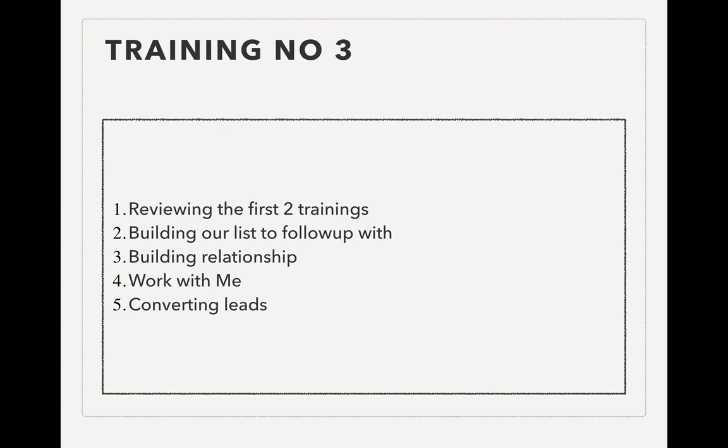Okay. So, we're going to review the first two trainings. We're going to talk about our list and follow up with building relationships. I'm going to talk about Work With Me, because slowly we're going to move to use Aweber to send emails to people. I know from some of you I have the feedback that you cannot put the link from Easy One Up directly into Aweber, and I think this is a great thing because we don't want to do that. I'm going to cover this a little bit later, and how we're going to convert the leads that we already have before we jump into paid advertising.